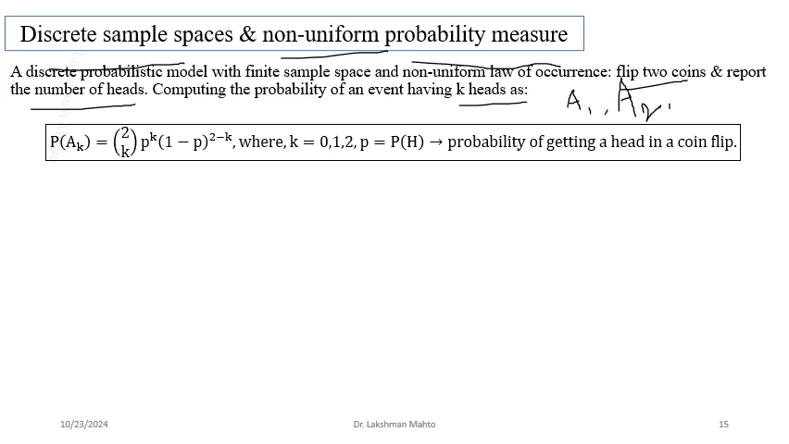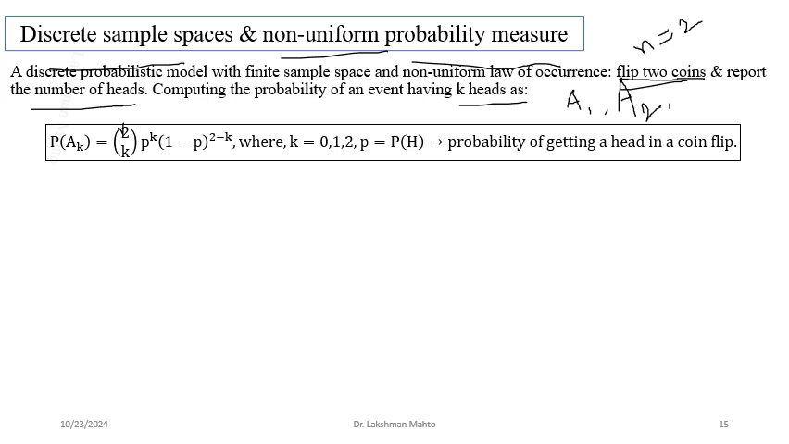Okay, so here the situation is that we are tossing two coins. So n equal to 2, number of trials is equal to 2. That's why here A1 would be what? A1 means you are getting one head when you are tossing two coins together. A2 is talking about getting two heads when you are tossing two coins together. A0 is talking about zero heads when you are tossing two coins together, and A3 is talking about three heads when you are tossing two coins.